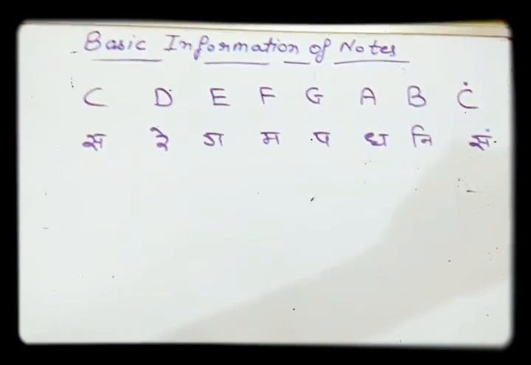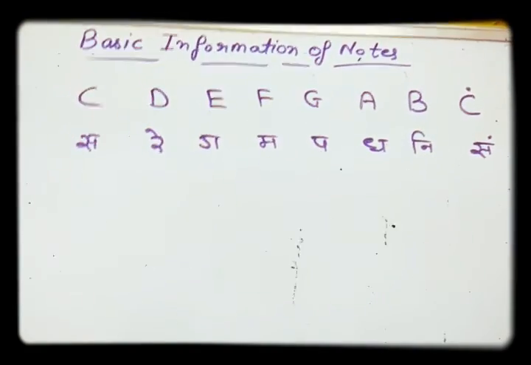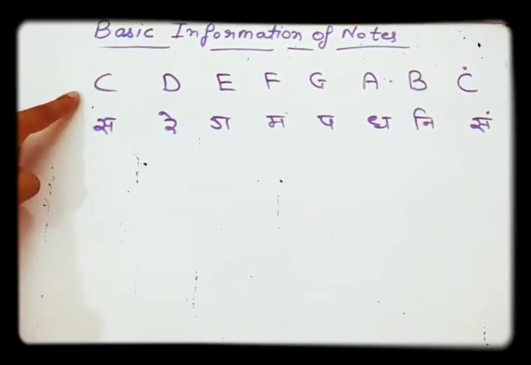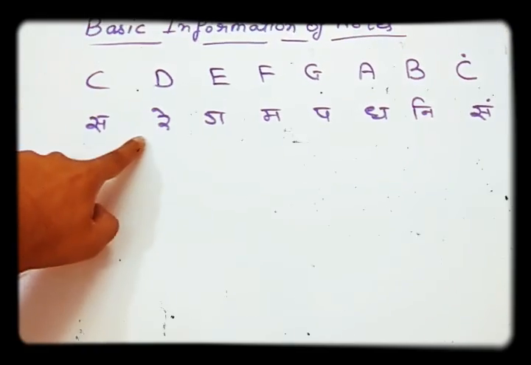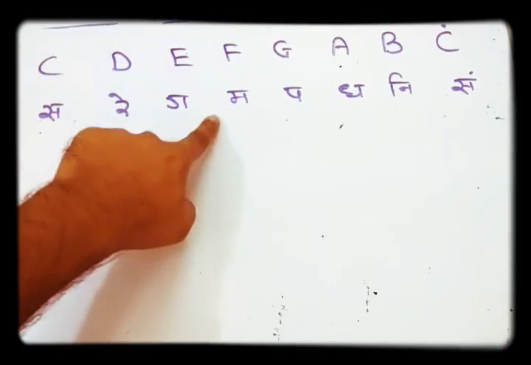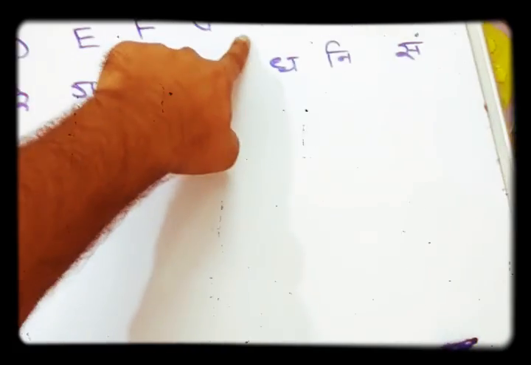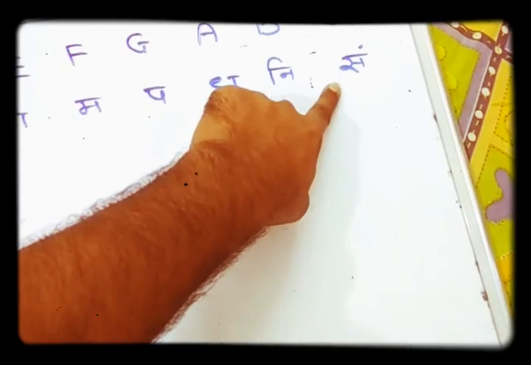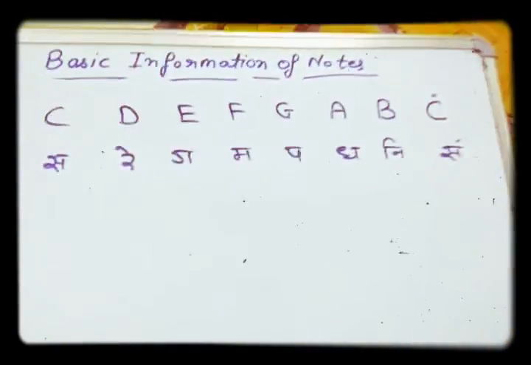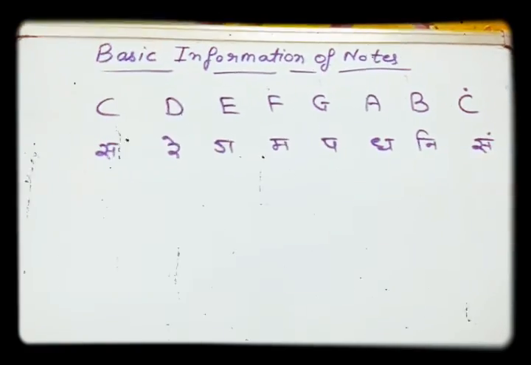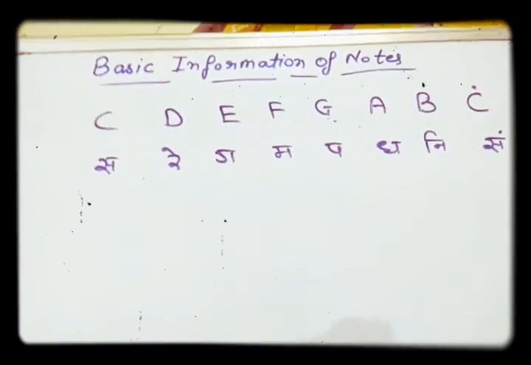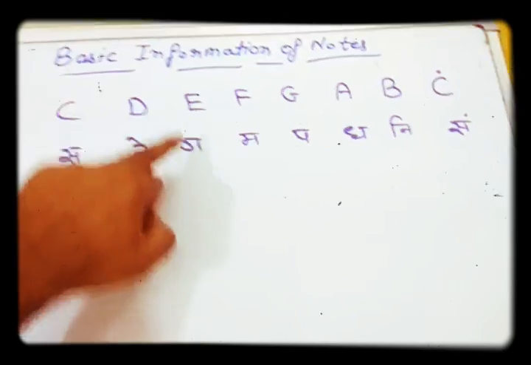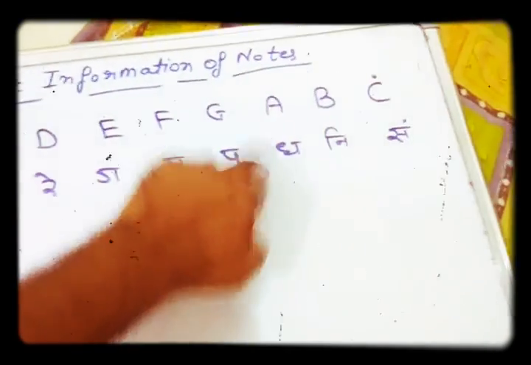And this is one very important piece of information, that we can correlate these two methods. Like C, we can call it Sa; D, we can call it Re; E, we can call it Ga; F we can call it Ma, G we can call it Pa, A as Dha, B as Ni, and C means the high note, that would be Sa, the high note. So when we play these notes on any instrument, it would sound the same. This would give the sound of Sa, this would give the sound of Re, this would give the sound of Ga, then Ma, then Pa, Dha, Ni, and Sa.